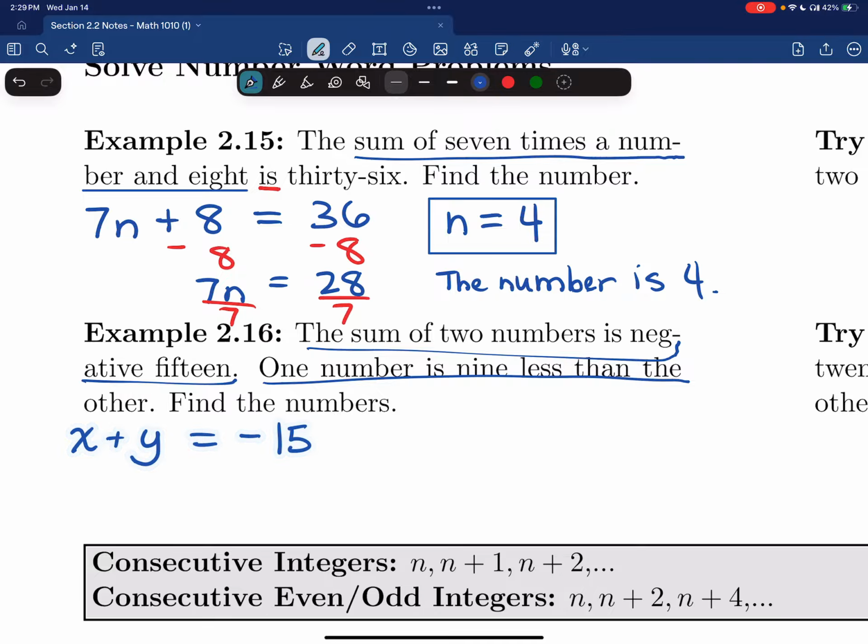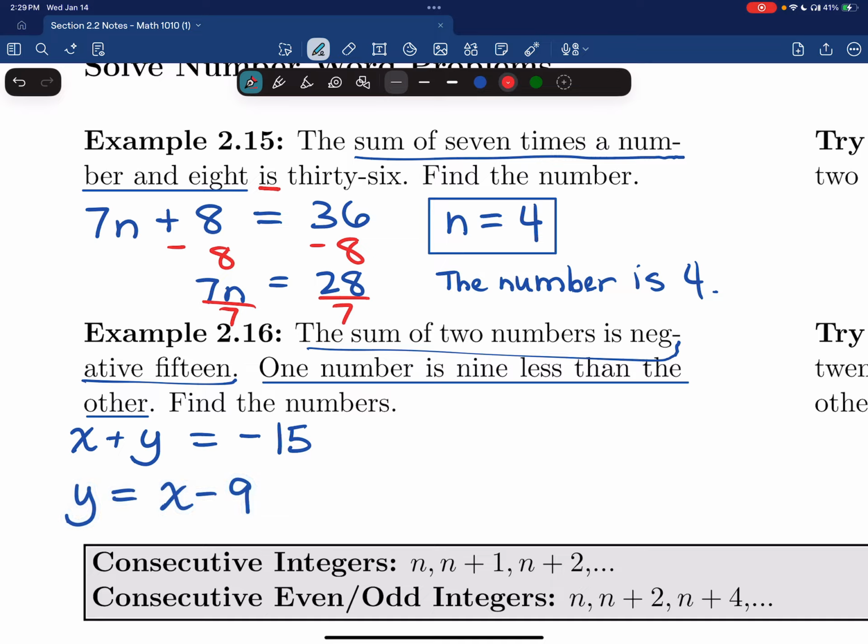All right, now let's look at the next statement. One number is 9 less than the other number. So if I wrote that in a statement, it would be like y. Well, that number is 9 less than the other, x. So y is x minus 9.